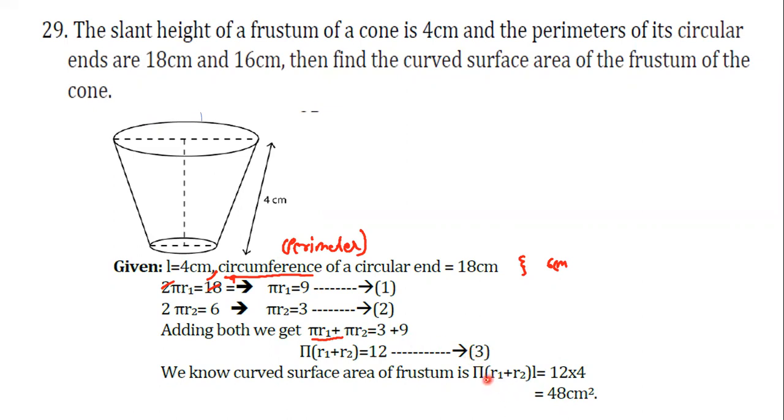As we know the formula, curved surface area of the frustum of the cone is pi into R1 plus R2 into L. So pi R1 plus R2 is 12. Directly substitute, slant height is 4. 12 4s are 48 square centimeter. So this is the final answer. So curved surface area of the frustum of the cone is 48 square centimeter.